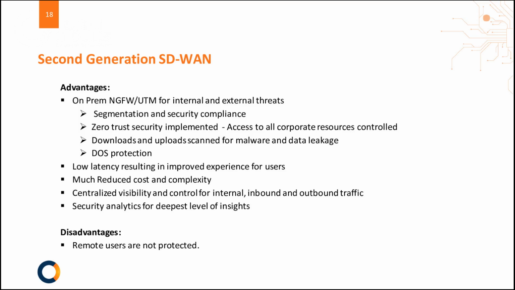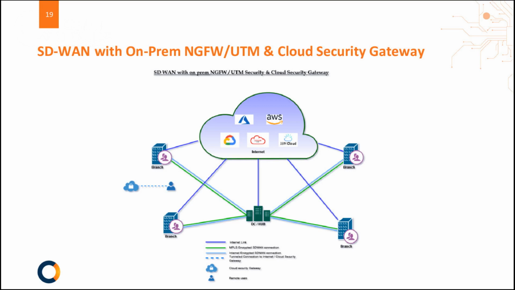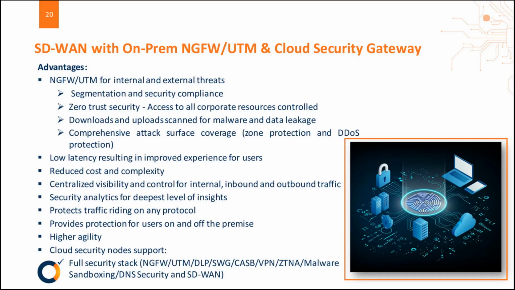But there was again a disadvantage that remote users were not protected. So how did we protect them? We, the SD-WAN solution providers, now added a cloud security gateway, okay, and with the addition of this cloud security gateway, roaming users also got protected. So these are some of the advantages of this approach. Again, all the same advantages, but with this approach, a cloud security gateway was also added, so the roaming users got protected with this approach.